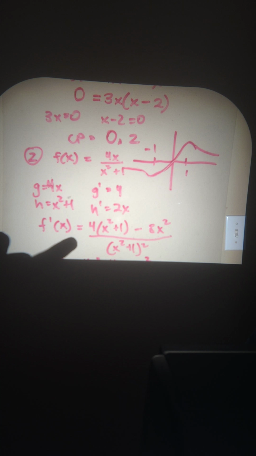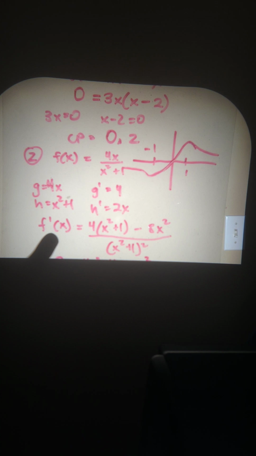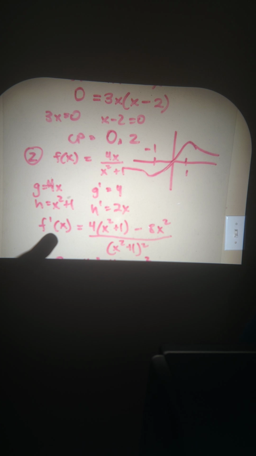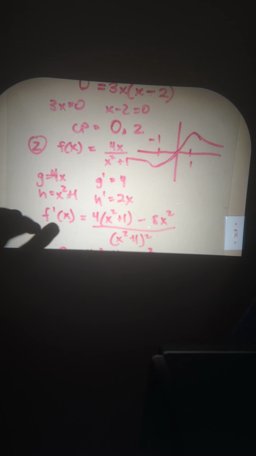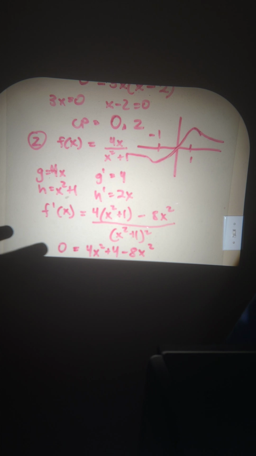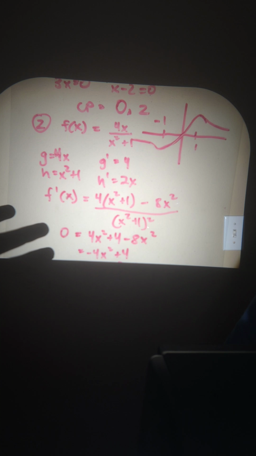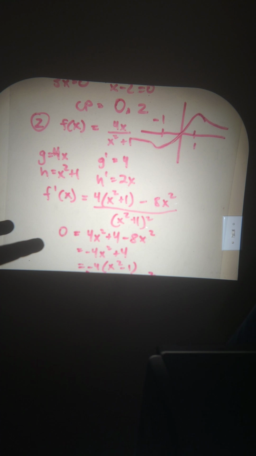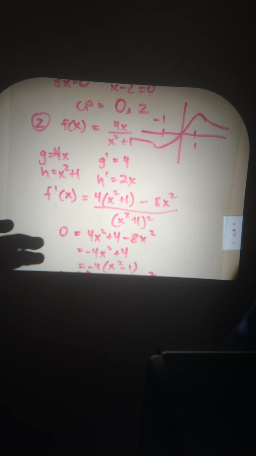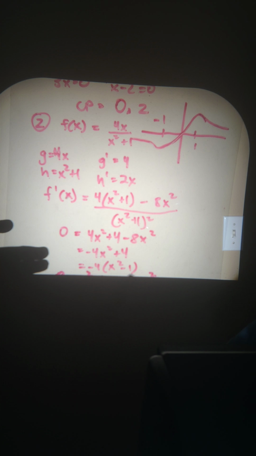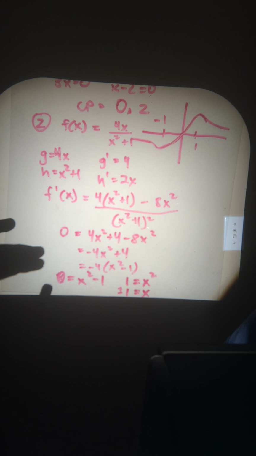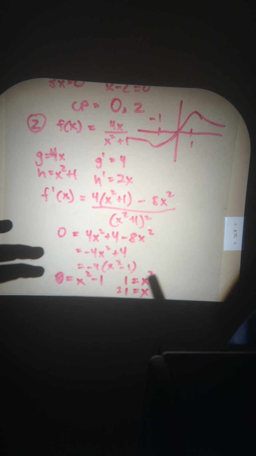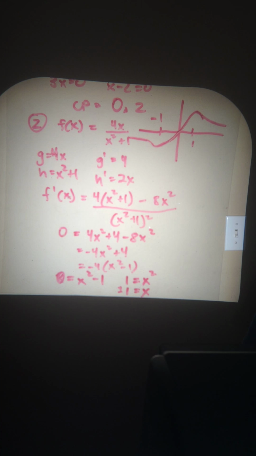Now we're going to set f prime of x equal to 0 to find our critical points. So we're basically setting the numerator equal to 0, and we're simplifying to negative 4x squared plus 4, and then factoring out. So here again, x squared minus 1 equals 0, and then we're solving for x. So x is plus or minus 1.